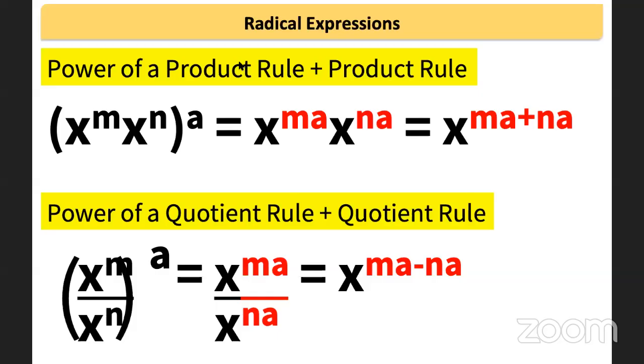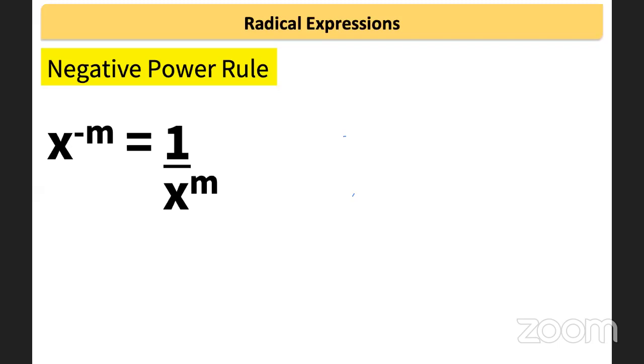Okay. Now, tinanan natin yung version niya ay, ito pa pala. Negative power rule. So, kapag meron kang negative exponent, ibig sabihin lang nun, gagawin mo siyang reciprocal, or sorry, gagawin mo siyang nasa denominator and then positive of the exponent.